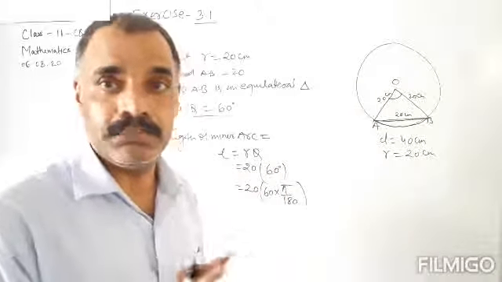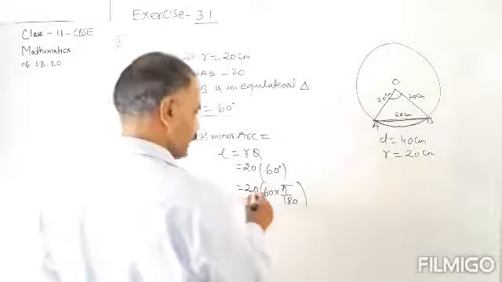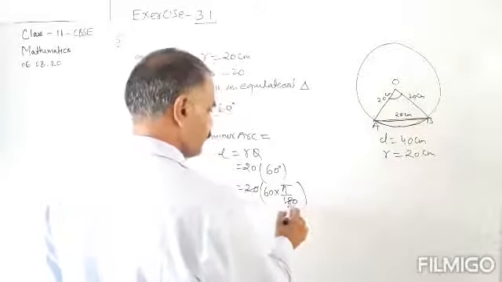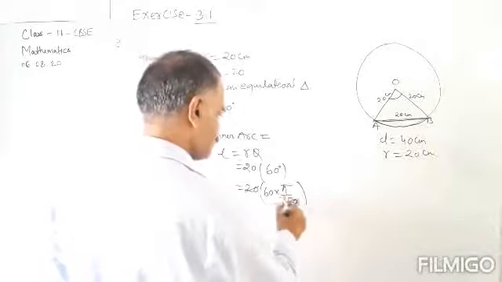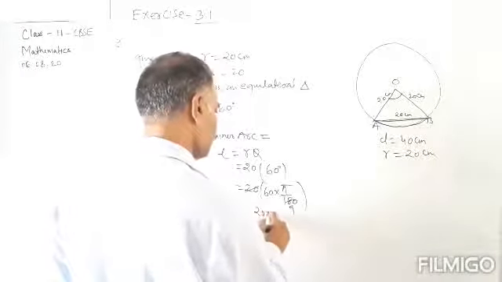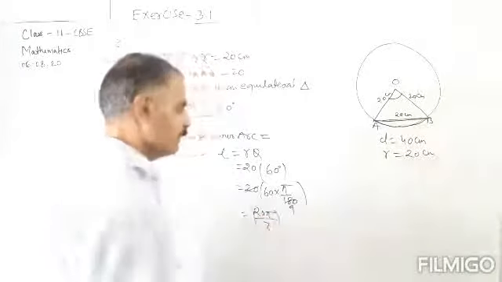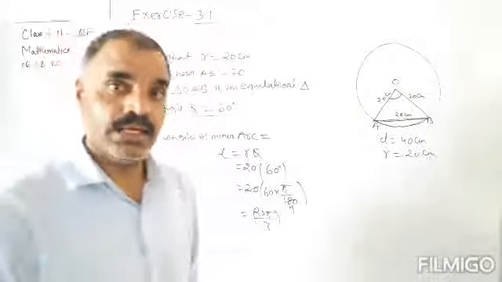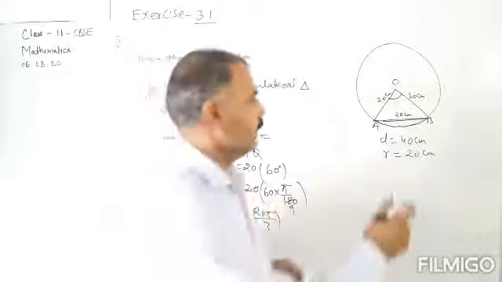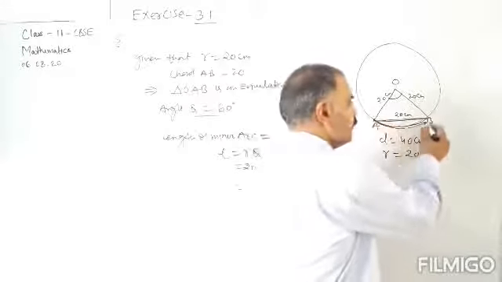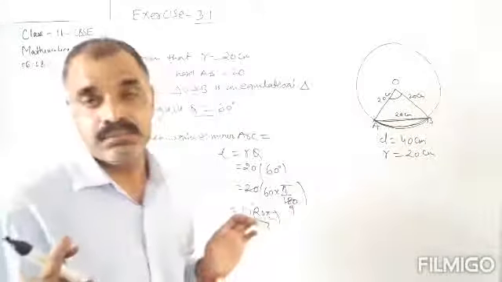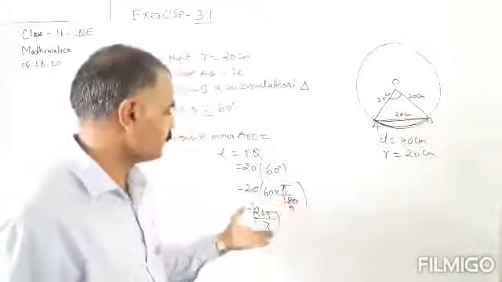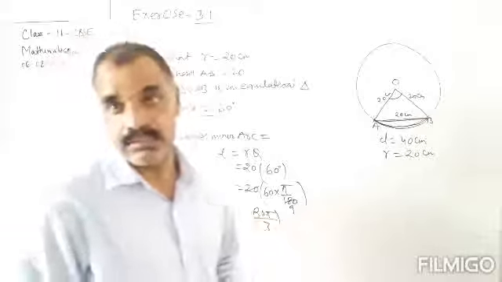Now we can multiply this and simplify. So 20 pi upon 3 is the length of the arc. The arc is AB and this is the minor arc. So the length of the minor arc is equal to 20 pi by 3.